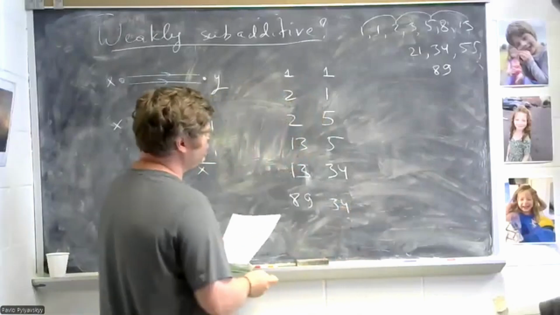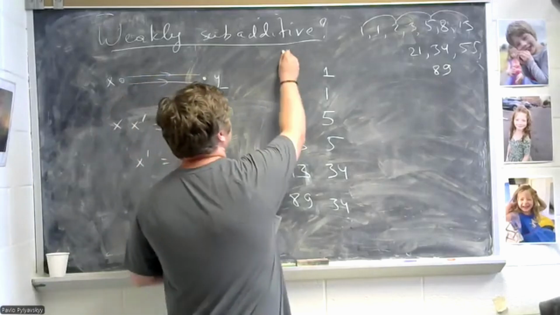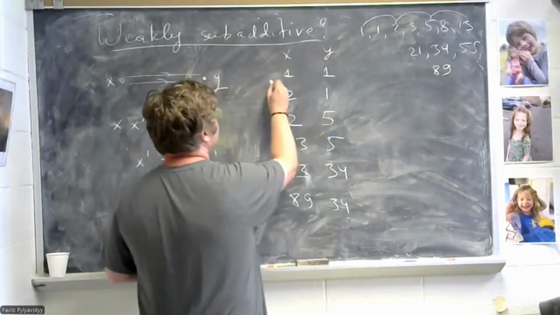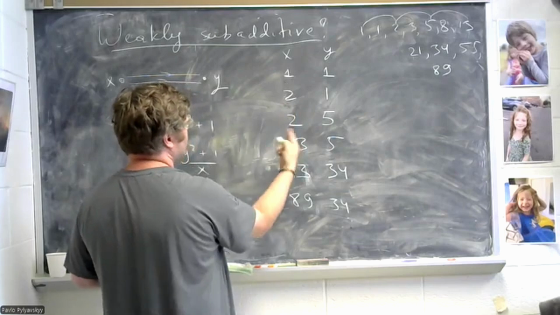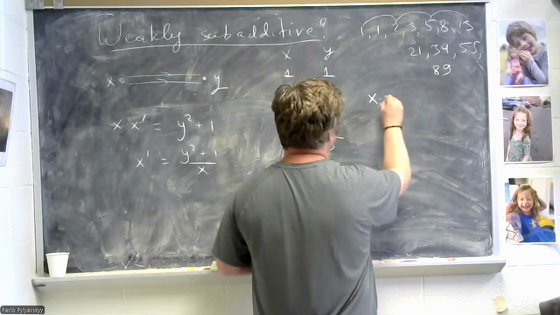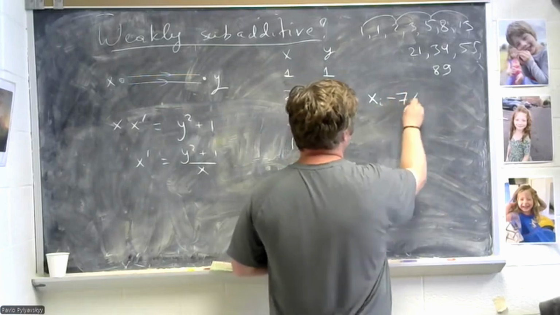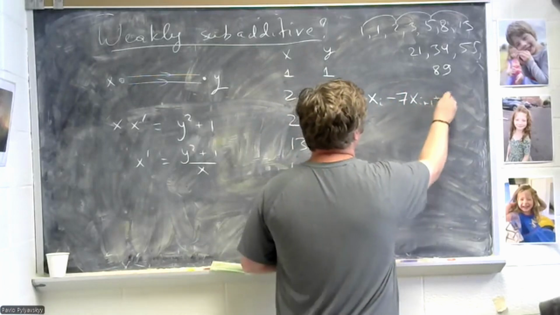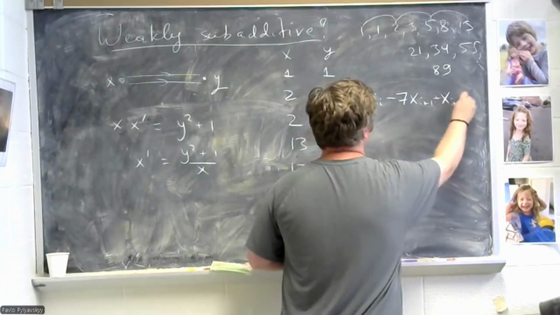So here's what I claim. If we pull those x's and pull those y's, like this is x1, x2, etc., I claim that the following is true: x_i minus 7 x_{i+1} plus x_{i+2} is 0.